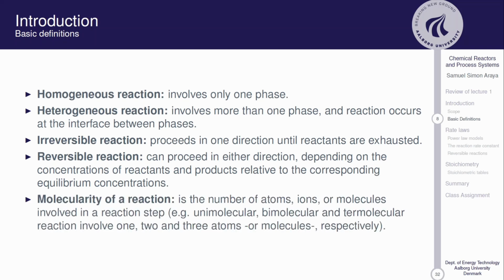The molecularity of a reaction is the number of atoms, ions, or molecules involved in a reaction step. A reaction is unimolecular if only one molecule is participating in the reaction. This could be, for example, a radioactive decay of some material. It's just the material decaying. A bimolecular reaction is when two molecules combine to create a product. Termolecular is when we have three molecules involved in the reaction step.